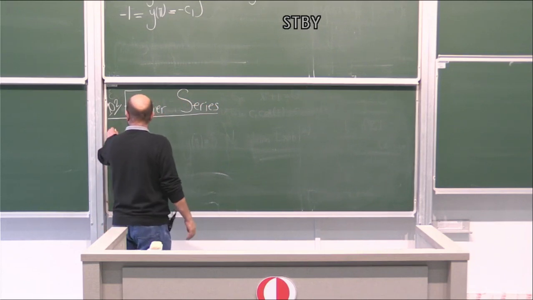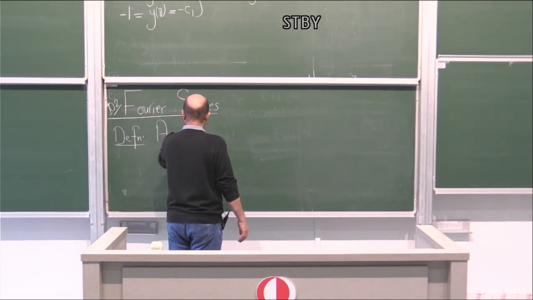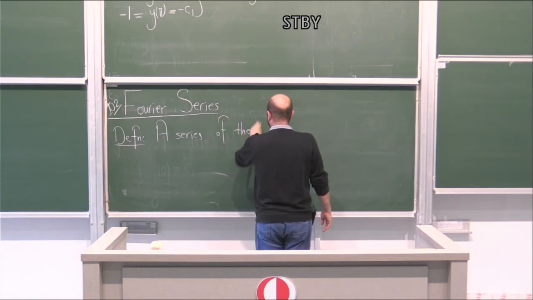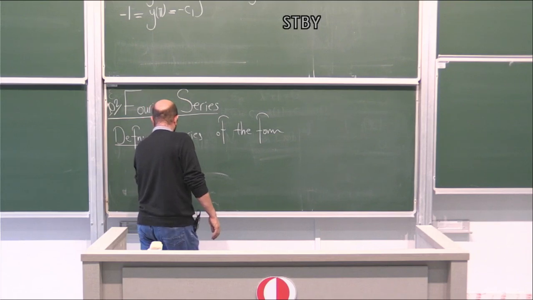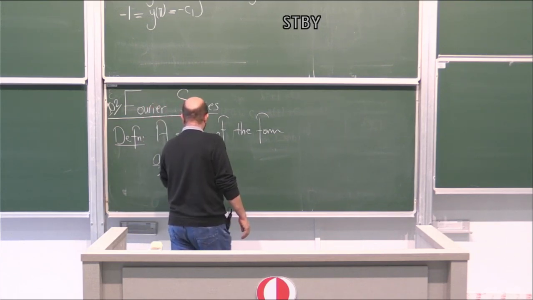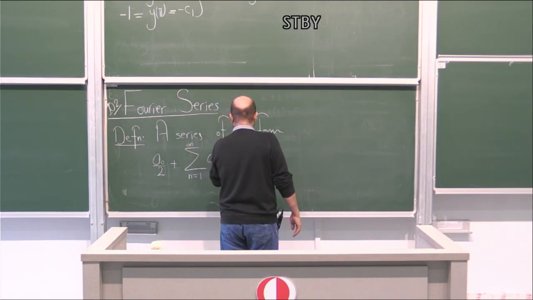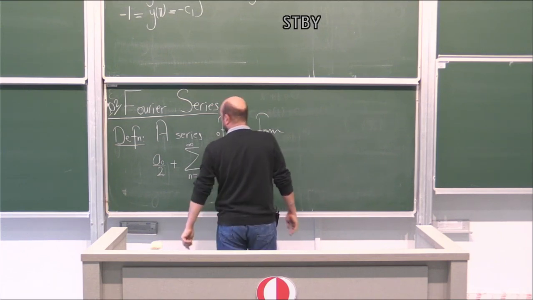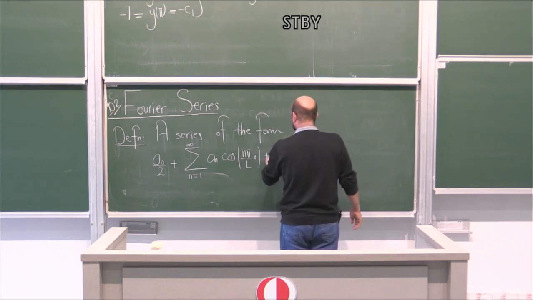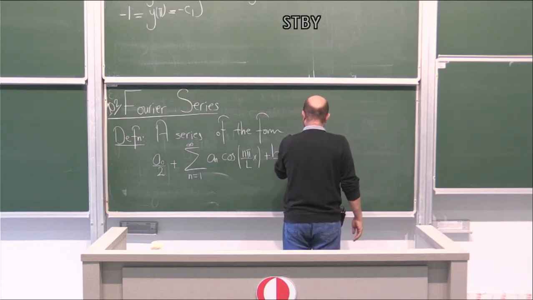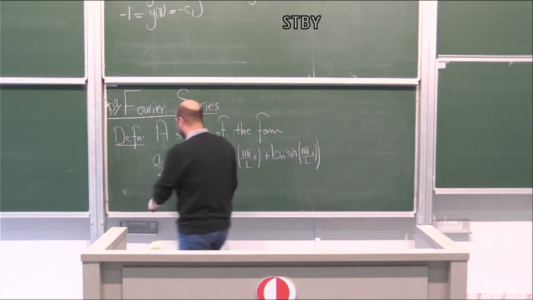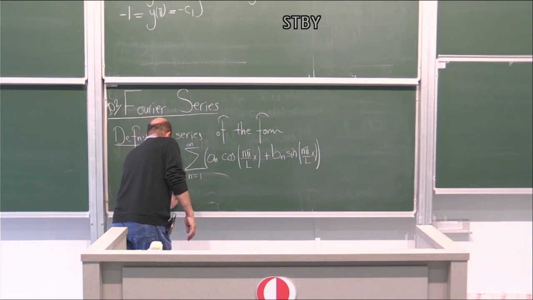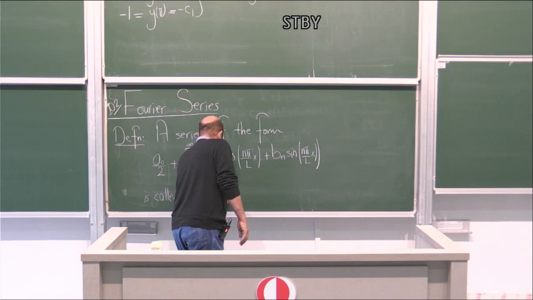Right? So, definition. A series of the form A0 over 2 plus the sum from n equals 1 to infinity of an cosine n pi over L x plus bn sine n pi over L x is called a Fourier series.